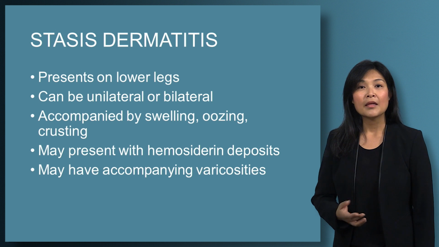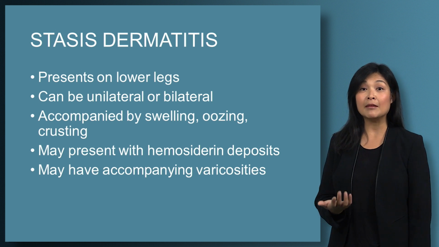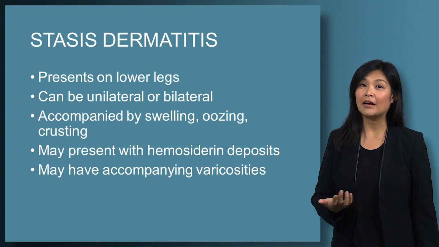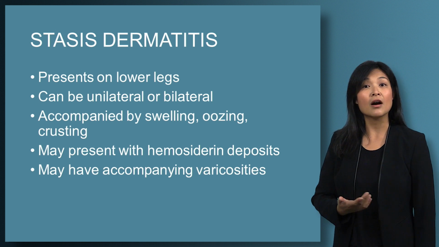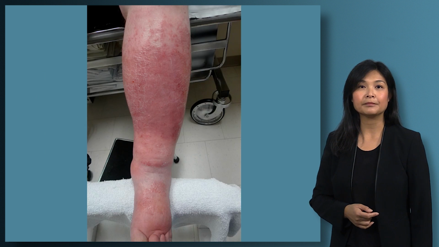There's a characteristic red-brown color to stasis dermatitis, and this is because of the hemosiderin that deposits around the skin. You may have accompanying varicosity. If a patient has varicose veins, that shows you that the vessels in the legs are starting to become incompetent, and that results in the edema of the legs.